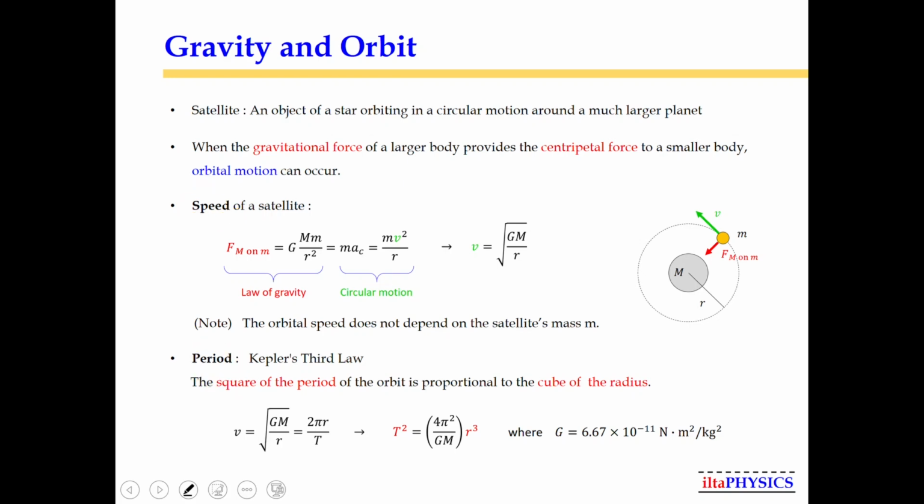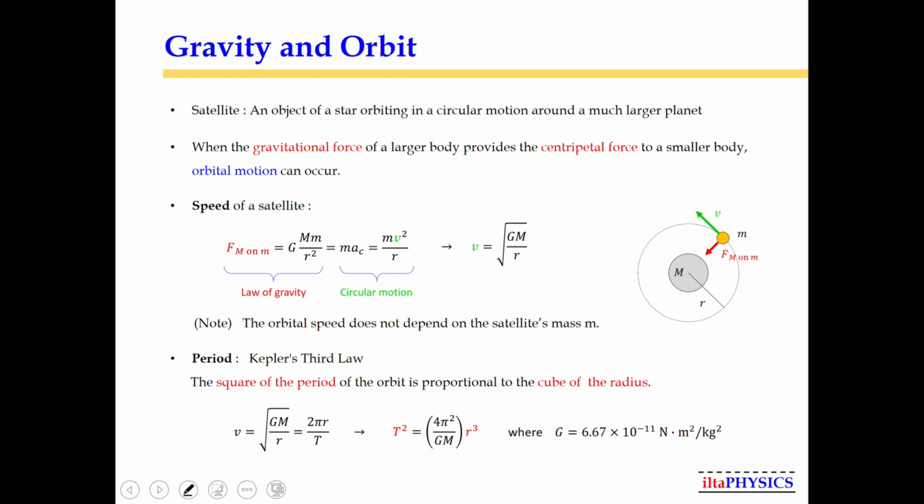First, let us look at the speed that allows the satellite to maintain its circular motion. The speed of a satellite can be derived from the relationship where the gravitational force from the law of universal gravitation equals the centripetal force of the circular motion. Let us calculate each one based on two different perspectives of looking at the same force.